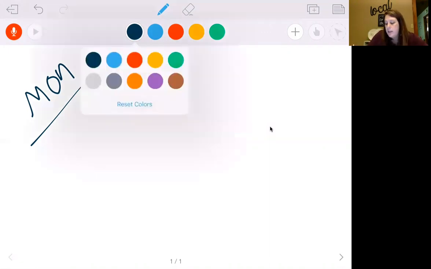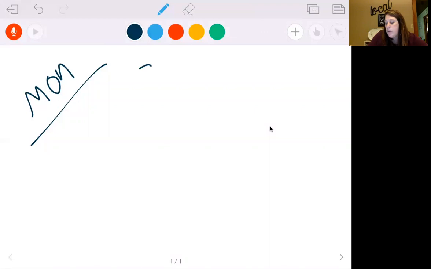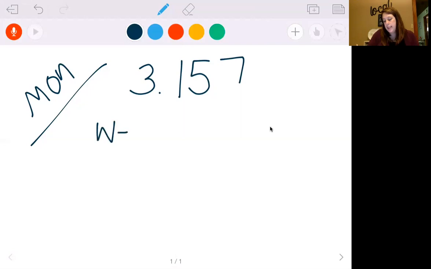So I'm going to give you a decimal like this, 3 and 157 thousandths, 3.157. What people in class had trouble with was when it asked you to round to the nearest whole number, the nearest tenth, and the nearest hundredth. So let's look at that together and just practice some of these.